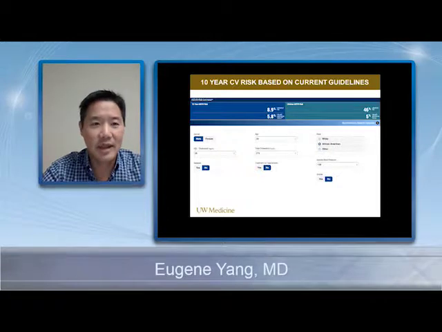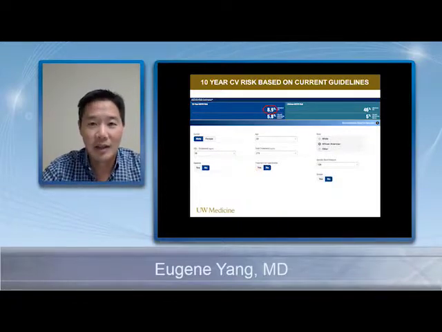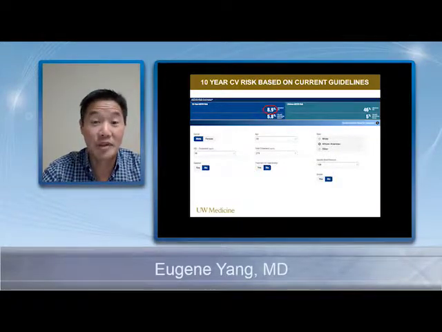So here is the atherosclerotic cardiovascular disease risk estimator from the American College of Cardiology, and you can see highlighted here that his 10-year risk is 8.9% when we incorporate his specific lipid profile, his blood pressure, his age, and his race.